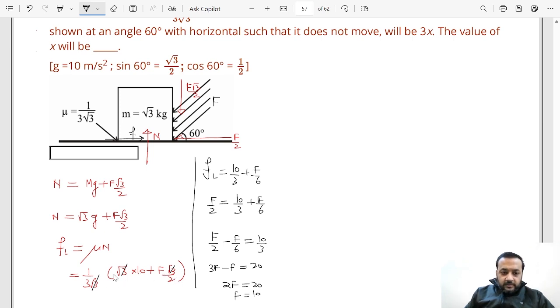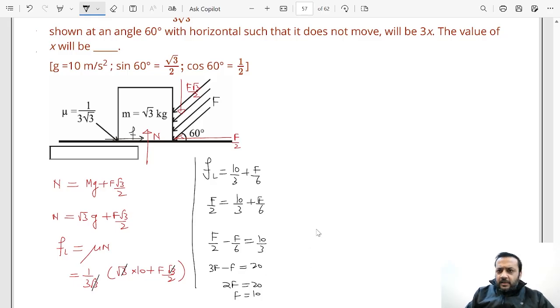Root 3 gets cancelled, so this becomes 10 by 3 plus f by 6. This is right. And the horizontal component of the force is f by 2. So f by 2 will be 10 by 3 plus f by 6, which is also right. So f by 2 minus f by 6 should be equal to 10 by 3. If I multiply this by 6, 6 by 2 is 3, 6 by 6 is 1, and 6 by 3, this should be 20. So that's also right. So 2f should be equal to 20, so f should be equal to 10.